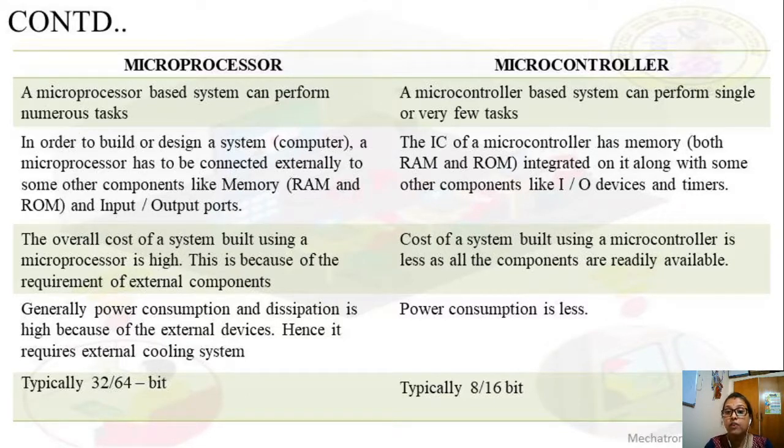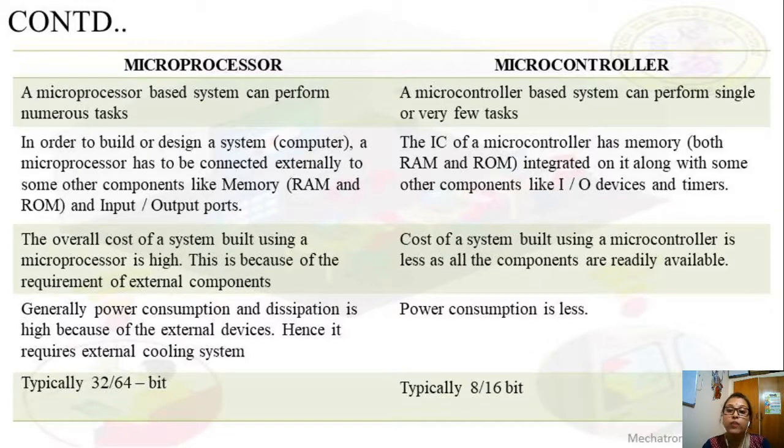Even the external devices to which the processor is connected will consume high power and dissipate a large amount of heat. So this microprocessor requires an external cooling system, whereas in a microcontroller, power consumption is less. All will be on a single chip.